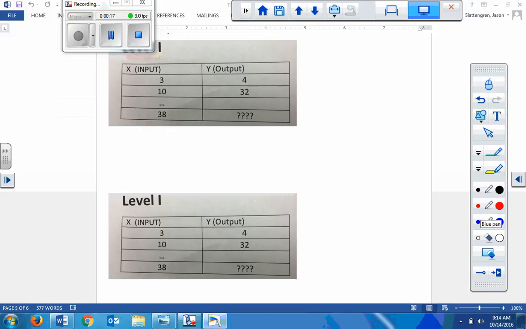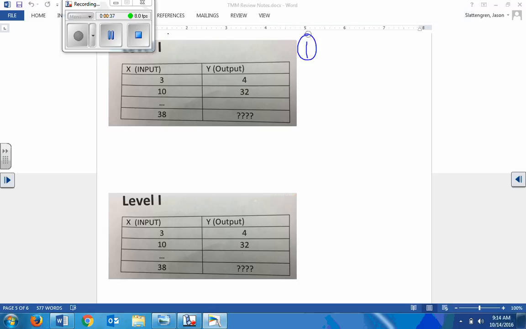So the first video was how do you create an equation? The second one is how do you find the slope? And the last one is how do you find the y-intercept? All right, so how do we find that? Once we know the slope and the y-intercept, you're pretty much good to go on how to solve these. Before you can find the y-intercept, you have to find the slope.